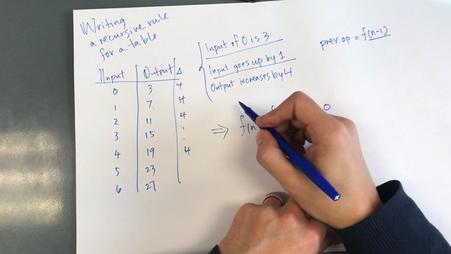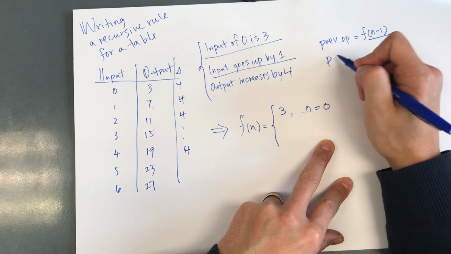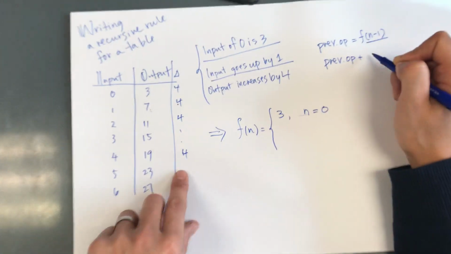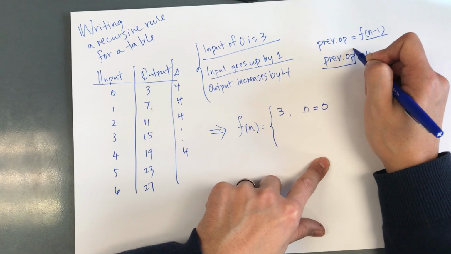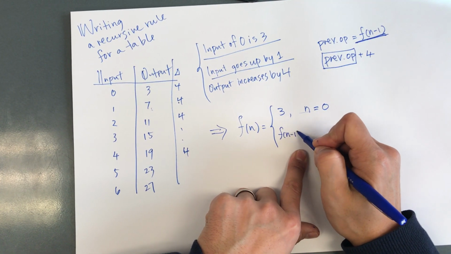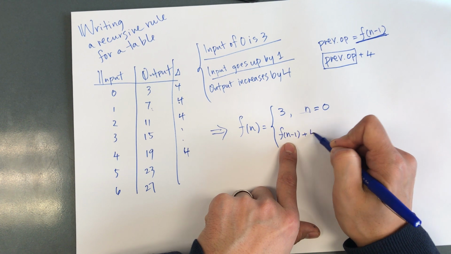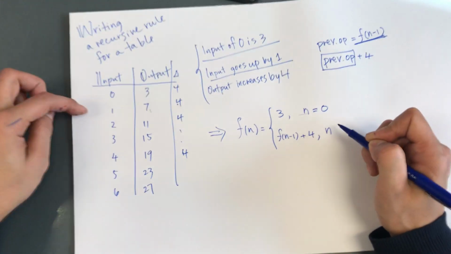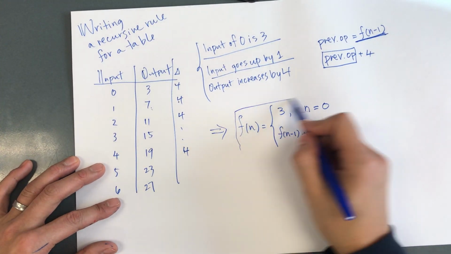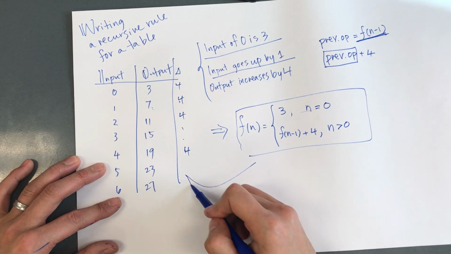So this is the one previous output, right? So we're going to write down the previous output plus what? 4. Instead of writing it this way, we're going to use this notation, which is f of n minus 1, which is the previous output, plus 4, if n is greater than 0. So this is the recursive rule that fits this table.